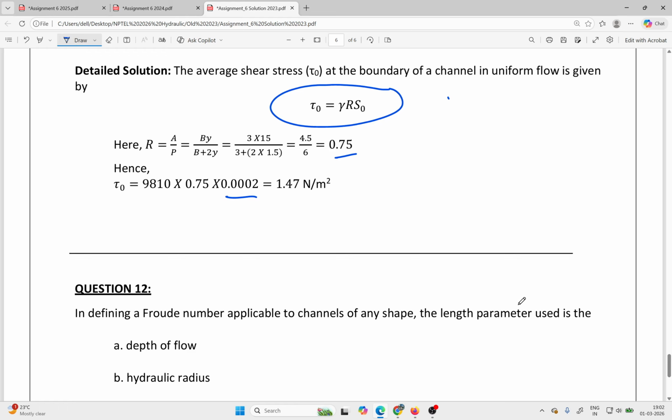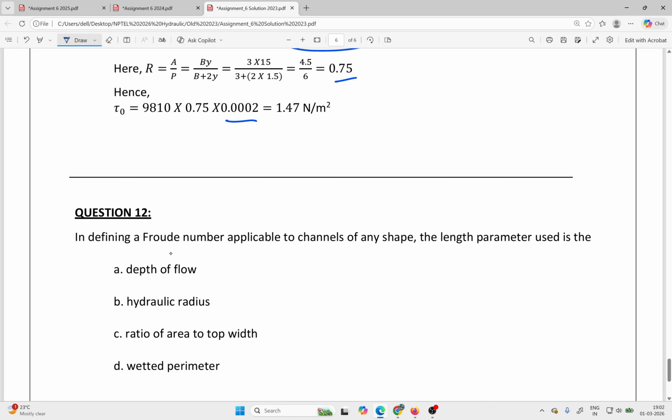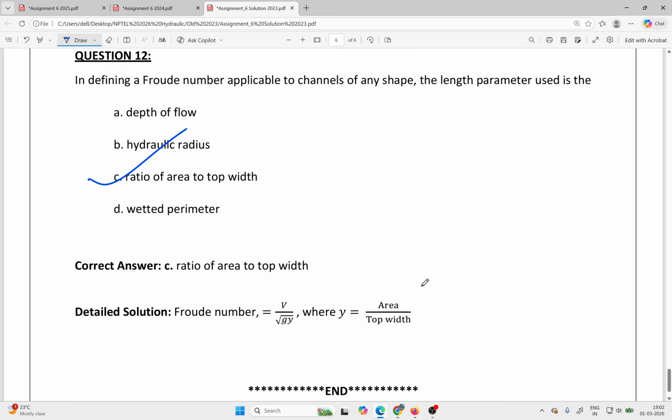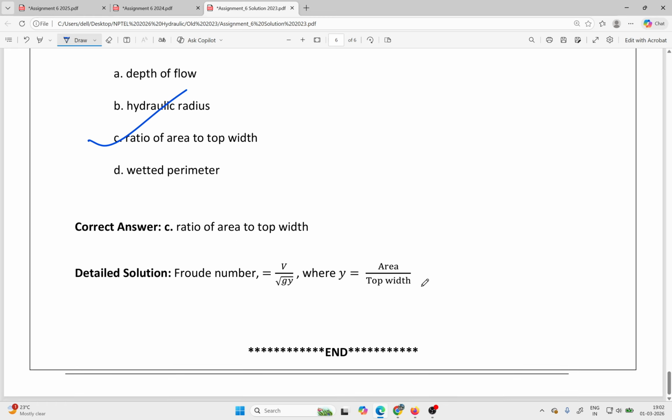Remember always, please. Next, in the definition of Froude number applicable to a channel of any shape, the length parameter is used. Already known. Area, ratio of area to top width. So now we have already completed the questions of assignment 6, 2025, 2023, 2024.